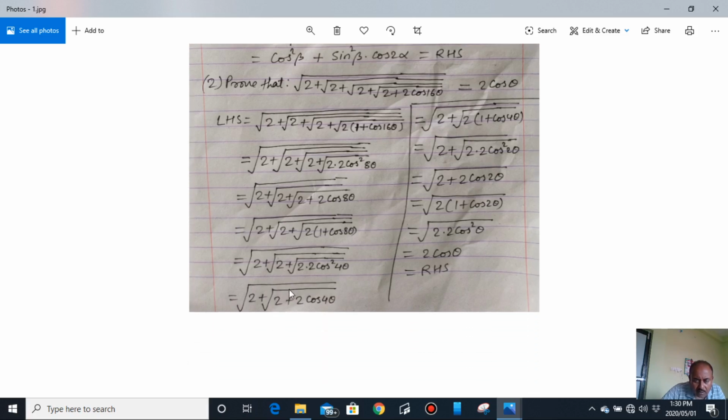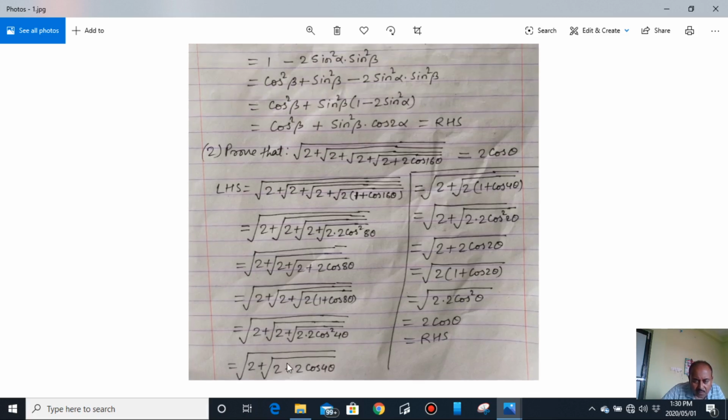So now here you have only 2 levels of root. So again in the inner root, take 2 common. So it is written here 2 into 1 plus cos 4 theta. 1 plus cos 4 theta, 4 theta is double of 2 theta. Same technique again. 2 carried forward and 1 plus cos 4 theta is 2 cos square 2 theta. So again 2 to the 4, while taking a square root, it will become 2, and cos square 2 theta will become cos 2 theta.